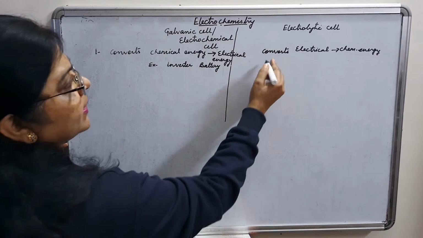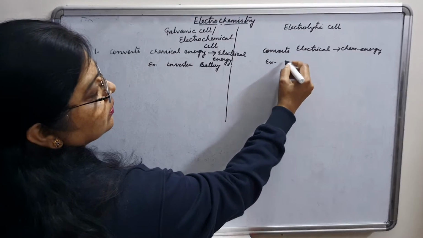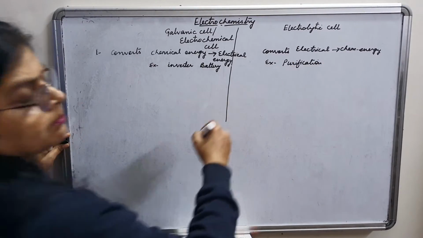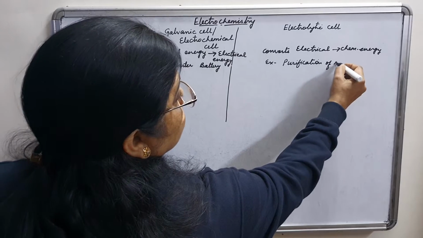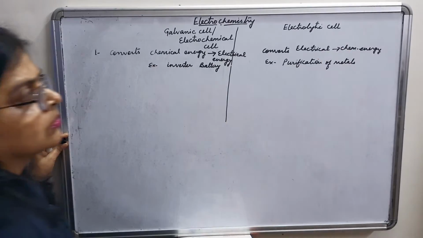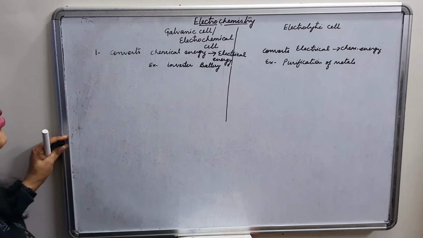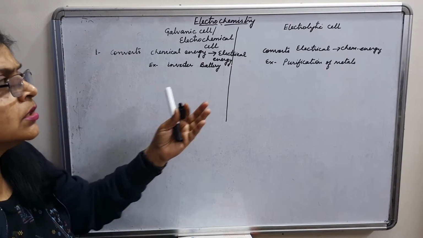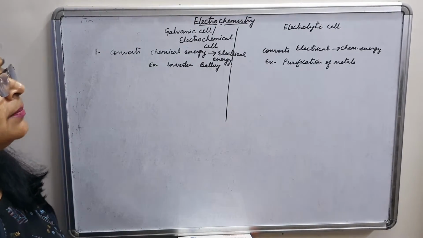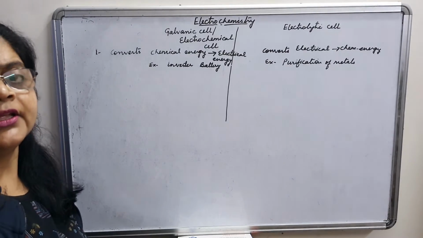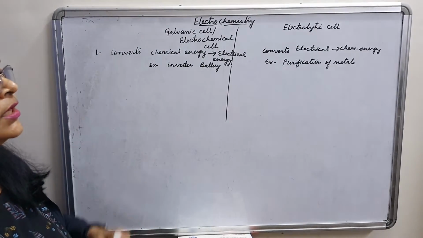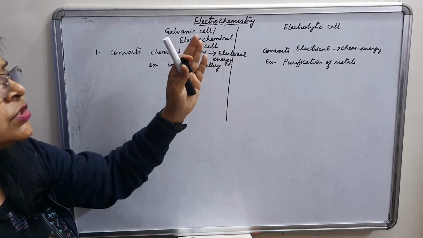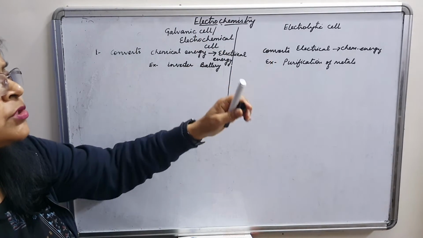For the electrolytic cell, we can write down the examples of purification of metals, or decomposition of water, that is done in an electrolytic cell, as well as some more decompositions. For example, decomposition of sodium chloride in the aqueous form or in the molten form is also done in this electrolytic cell, because in that cell we are passing electric current, and then the decomposition is done.